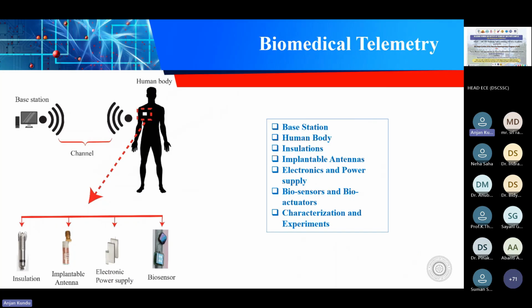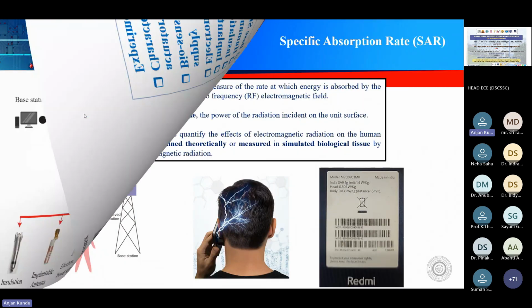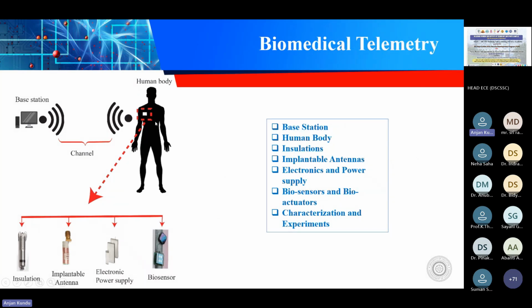So this is the biotelemetry. I've already mentioned these are the implantable antenna, power supply, biosensor. Those will be placed on the human body. There will be a kind of communicating channel, that means the IoMT. If we need a cloud, then we can use the cloud within the channel. And this data has to be connected with the base station. So this is basically the pictorial representation of the entire biomedical telemetry.